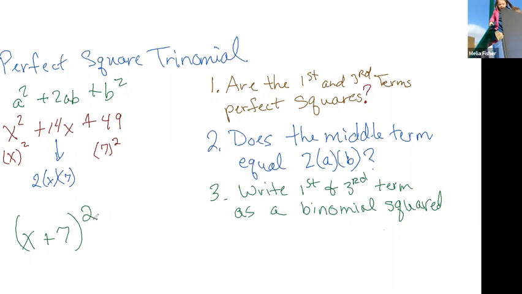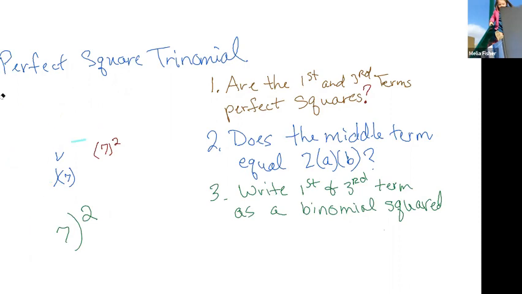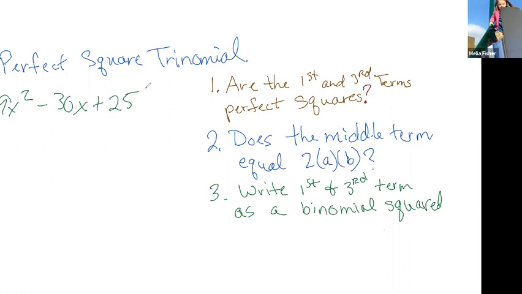So let's do another example. And I'm just going to erase this first part right here, so we have the rules left on the other side, so you can kind of see what the expectation would be for writing this down. So if I've got, let's go with 9x squared minus 30x plus 25.